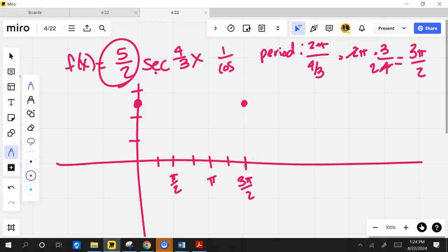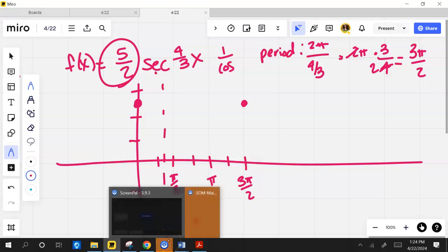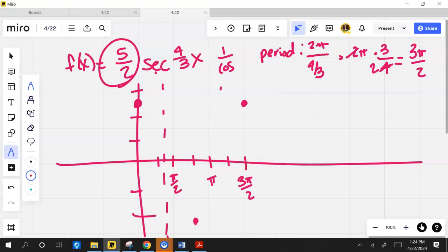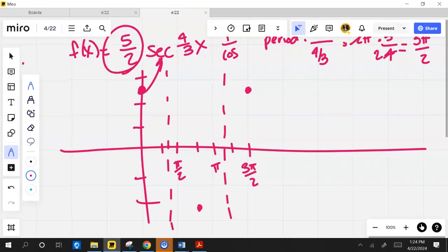Well, what's halfway in between? I'm probably just counting these tick marks. 1, 2, 3, 4, 5, 6. So if I go over 1, 2, 3, and then I go down to my low, right? And then halfway in between there is where my asymptotes are going to happen. So 1.5 over, 1.5 over. There you go. And if you want to continue these on, you certainly may.